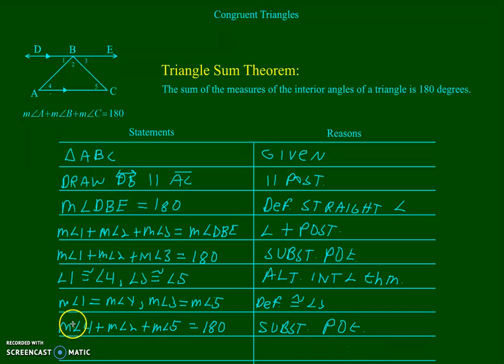And we have just proven that the sum of the measures of the interior angles of a triangle adds up to 180 degrees. So let's go ahead and work some examples using the triangle sum theorem.